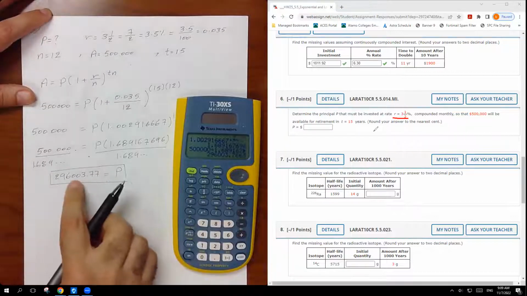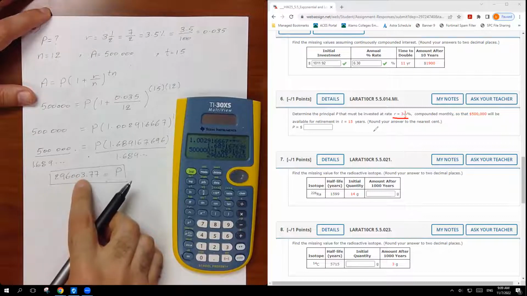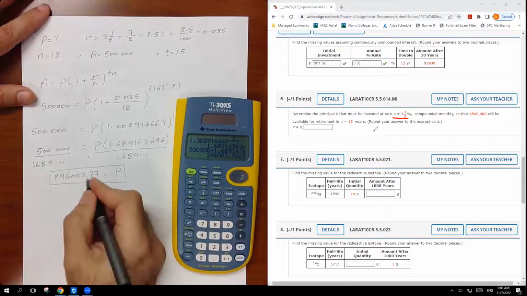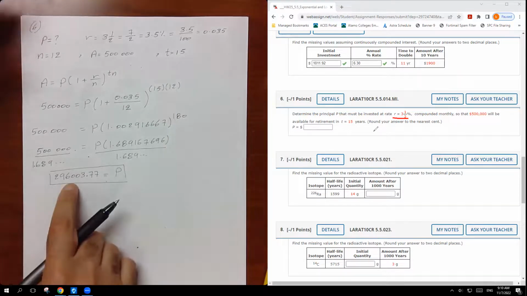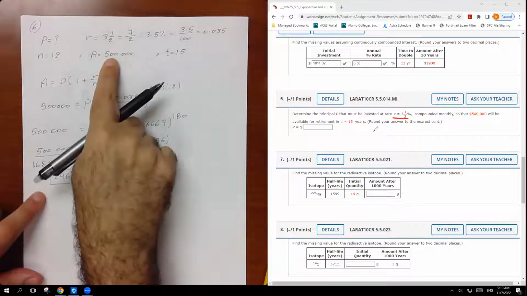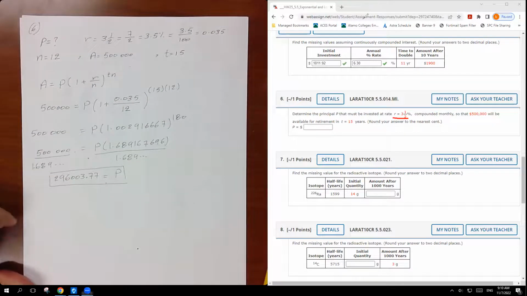That's 296,003.77 cents. That's our initial amount. We have to invest this one. So our retirement is going to be 500,000. So we're going to type here the initial is going to be 296,003.77.